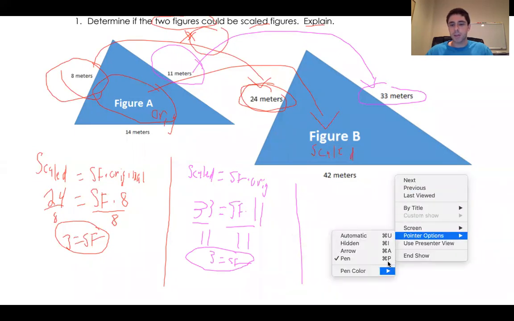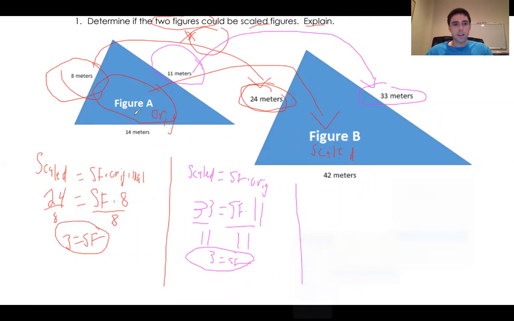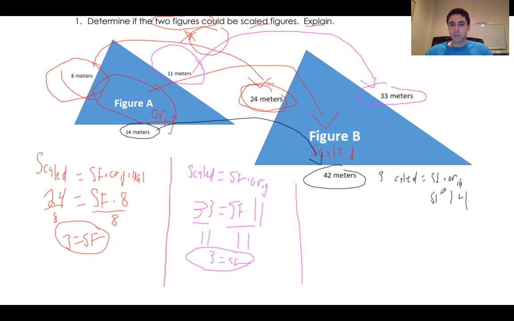Alrighty, let's take a look at our last side. Let's go to black. We're going from 14 meters here over to 42 meters here. So once again, we have our same formula. Scaled equals the scale factor times our original. Original here is going to be 14. You do the scale factor times that. That's going to be our scaled side, which is going to be 42.